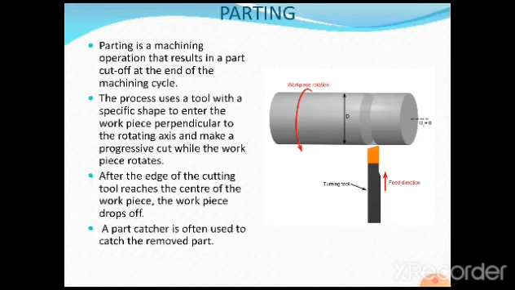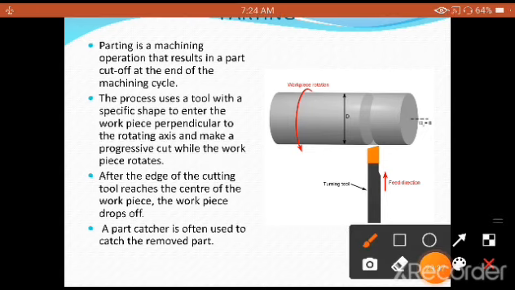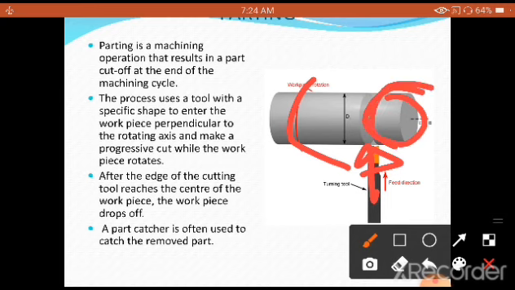The next one coming up is the parting operation, or sometimes it is also called a parting off operation. Parting is a machining operation that results in a part cut off at the end of the machining cycle. So parting is an operation as good as cutting the workpiece itself into parts. That is the main function here. Suppose I don't require this much length. What we are going to do is rotate the workpiece, then feed the cutting tool, and then remove this portion.